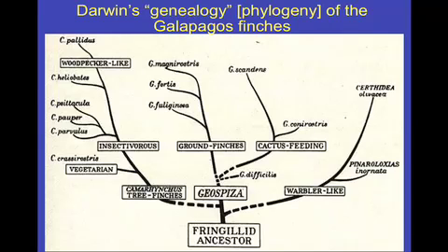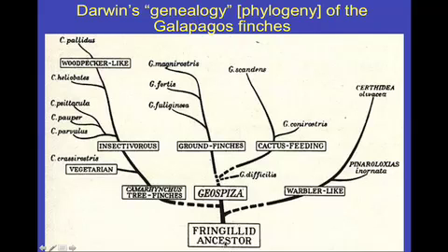Darwin drew this genealogy, which we now call a phylogeny. So when it's done on the basis of species, it's a phylogeny. So geny is like the family history, and the phylo is the systematics. So this is the phylogeny or the genealogy of the Galapagos finches.